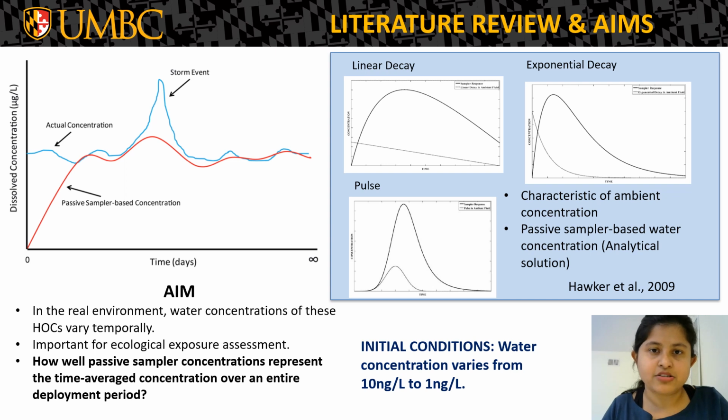So for our study, we tried to look at the impact of a single 10-day long pulsed perturbation in the freely dissolved ambient concentration of the HOC polychlorinated biphenyls or PCBs. And we wanted to see its impact on the uptake in an equilibrium passive sampler like polyethylene. And we assumed that because of the perturbation, there was a dilution in the ambient concentration from 10 nanogram per liter to 1 nanogram per liter.